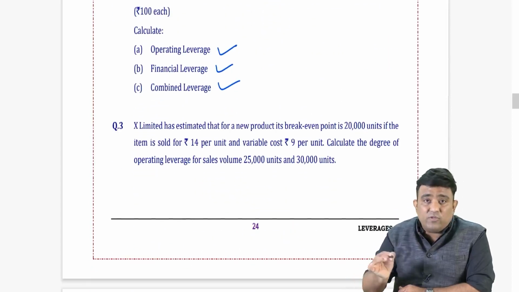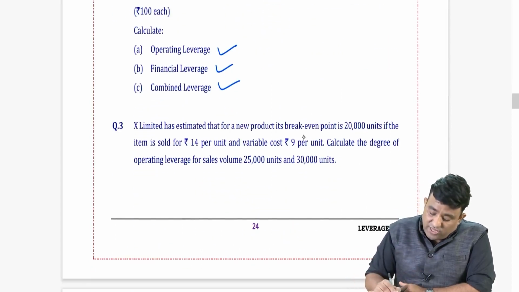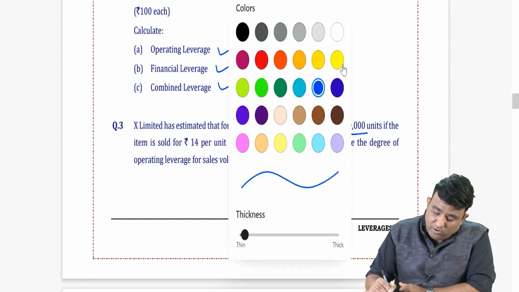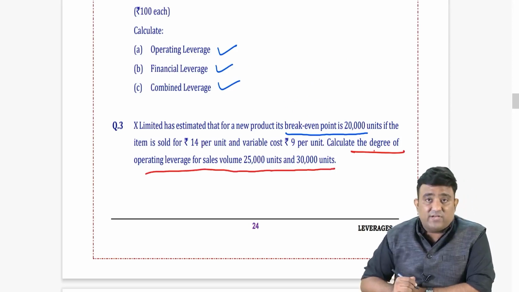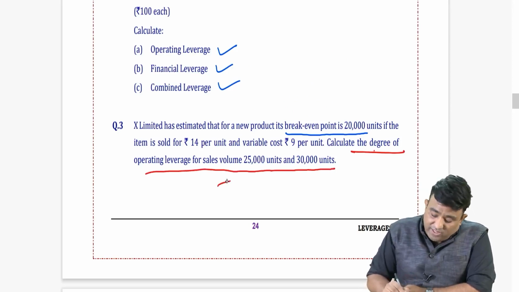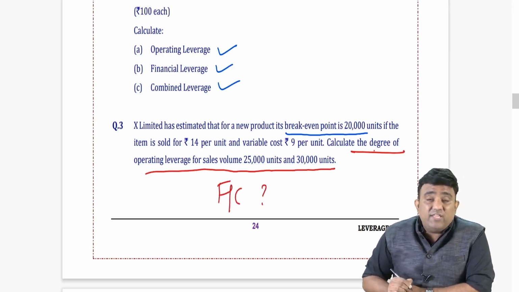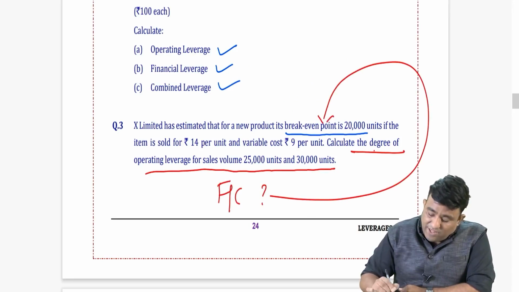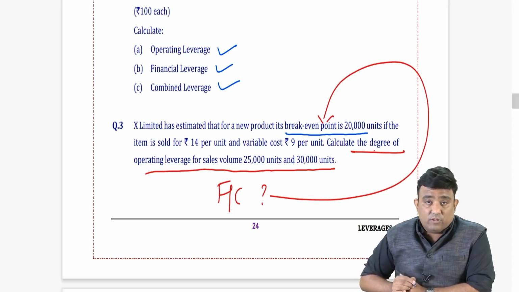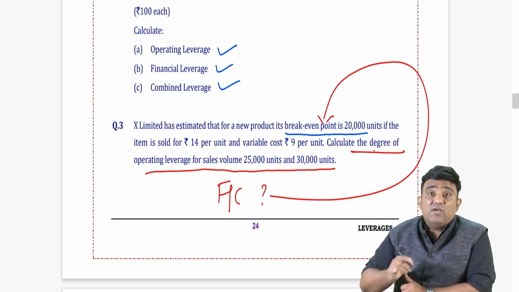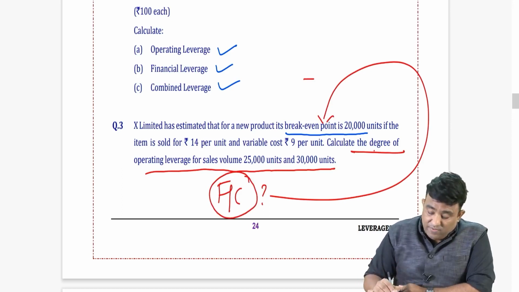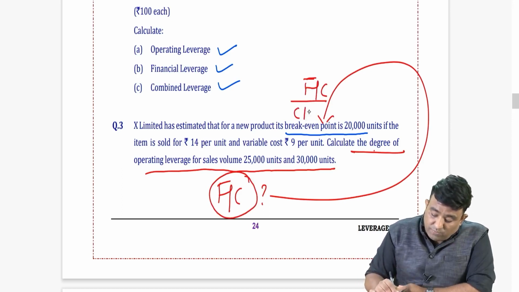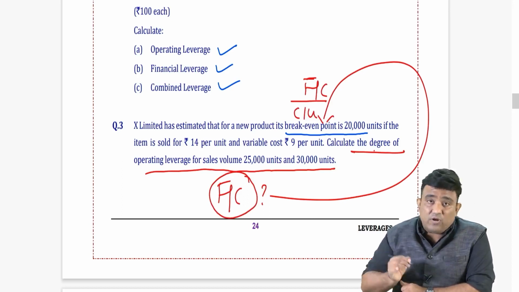Third, student, little unique. Why? Because the question gives you the break-even point concept. And they ask you to calculate DOL at a volume of 25 and 30. Student, if you remember, in this example, fixed cost is missing. And this fixed cost can be calculated by applying the concept of break-even point. So we have sales, we have variable cost, we are short of fixed cost. By applying the concept of break-even point, that is fixed cost upon contribution per unit, you can calculate fixed cost.